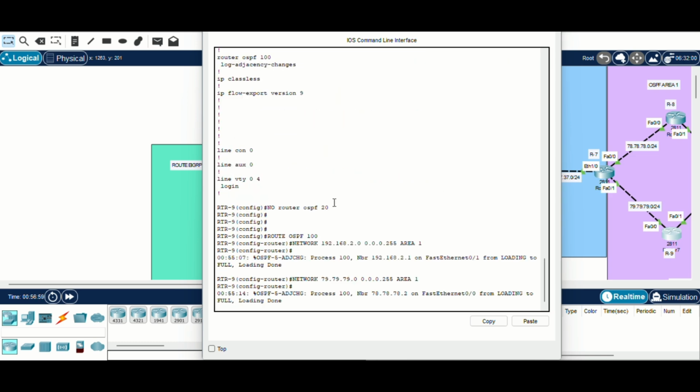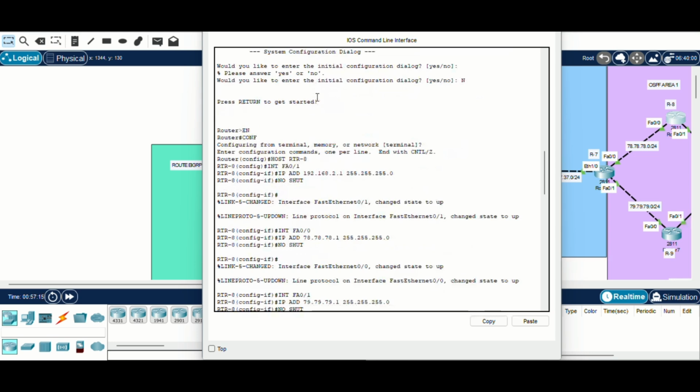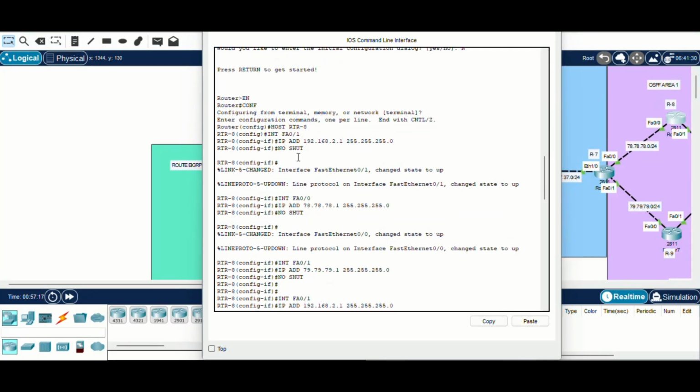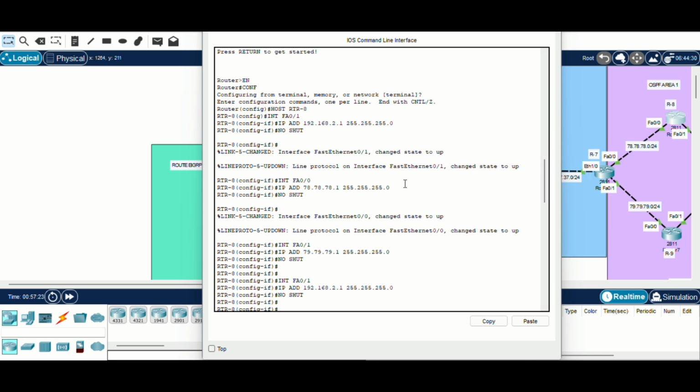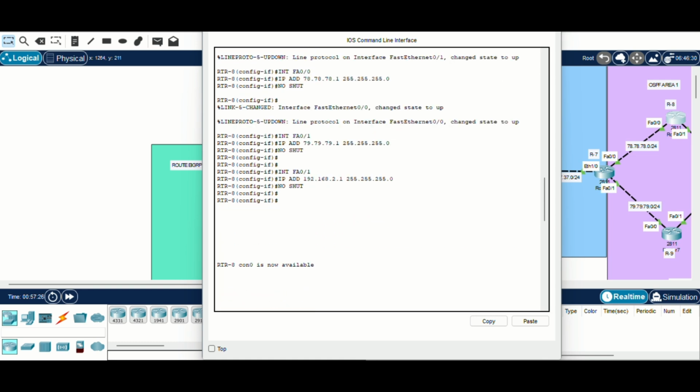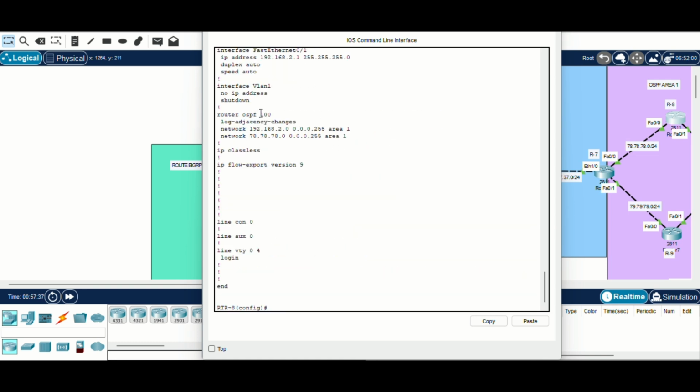and then for the next we make the route OSPF 100, this the network go to the client, and then this go to the router 7, and then this the router, interface 1 go to the client, and then interface 0 go to the router 7. This all, don't forget no shutdown, and then after that you make the route OSPF with this network.